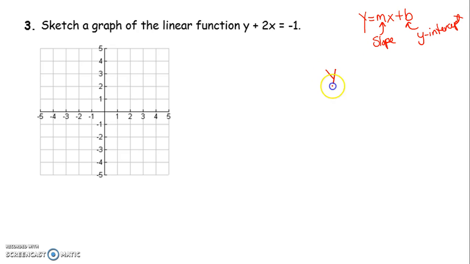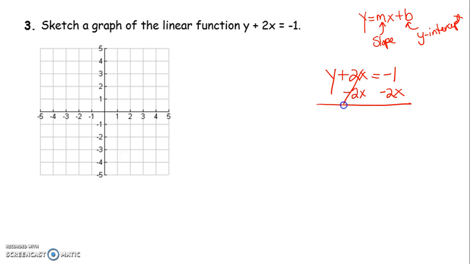So the first thing I have to do is take y plus 2x equals negative 1, and get y all by itself on one side. I have to put it into the correct form. So I have to move this 2x to the other side. How am I going to move this plus 2x to the other side of the equal sign? I'm going to go ahead and subtract 2x on each side.